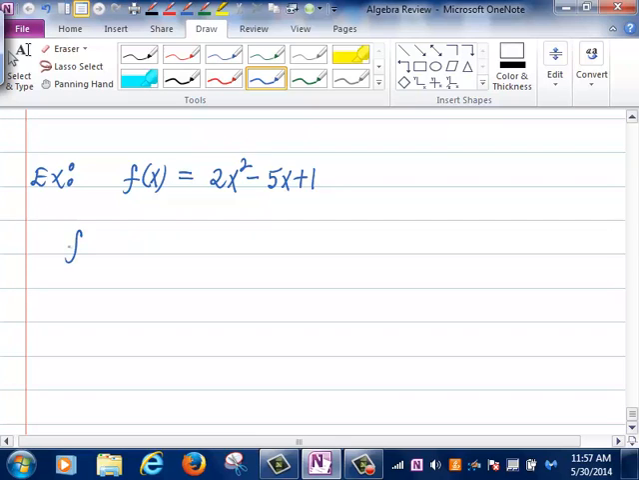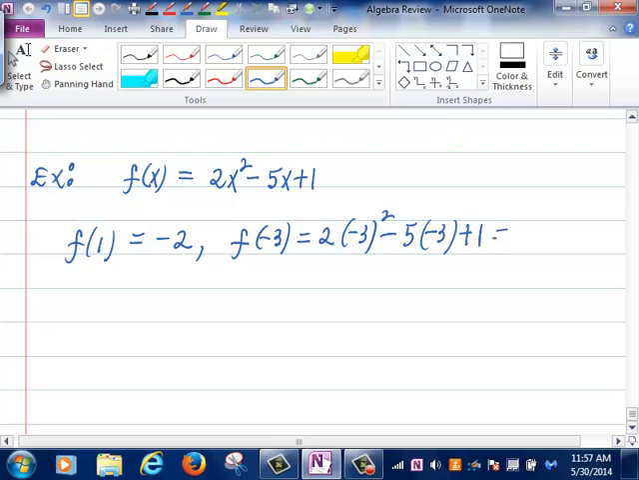So what would be the value of the function when x is 1? When x is 1, what do I get? 2 minus 5 plus 1, what is that? Negative 2, right? Okay, what is f of negative 3? Well, I'm going to plug in negative 3, right? 2 times negative 3 squared minus 5 times negative 3 plus 1, what is that? You get 9 times 2, so that's 18, right? 18 plus 15 plus 1, what is that? 34. Everybody's okay? Okay, so what is f of 0? That's the easy one, right? 1.